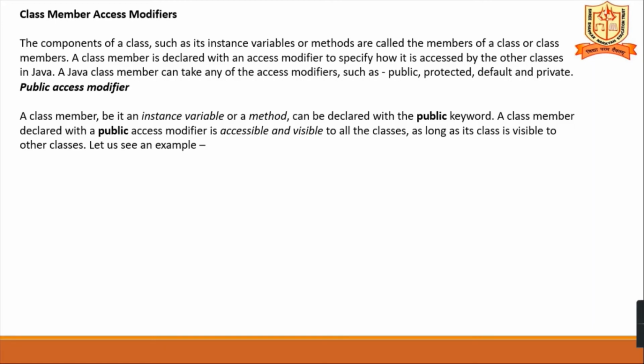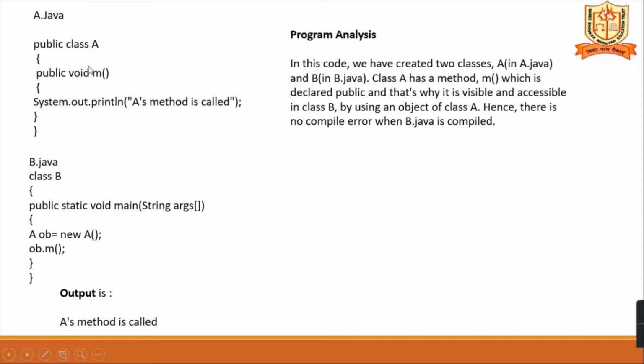So these are the access specifiers. And the public access specifier: a class member, which may be an instance variable or a method, can be declared with the public keyword. A class member declared with the public access specifier is accessible and visible to all the classes as long as its class is visible to the other classes. We will see the example here. In this, class A is there. In this one, a method is there. This method we are making public, and in this method we are printing that A's method is called.